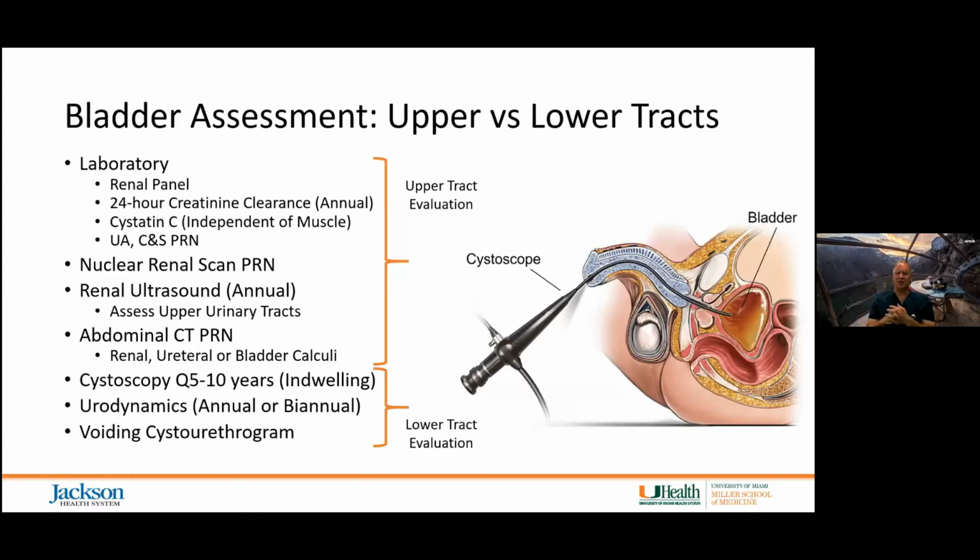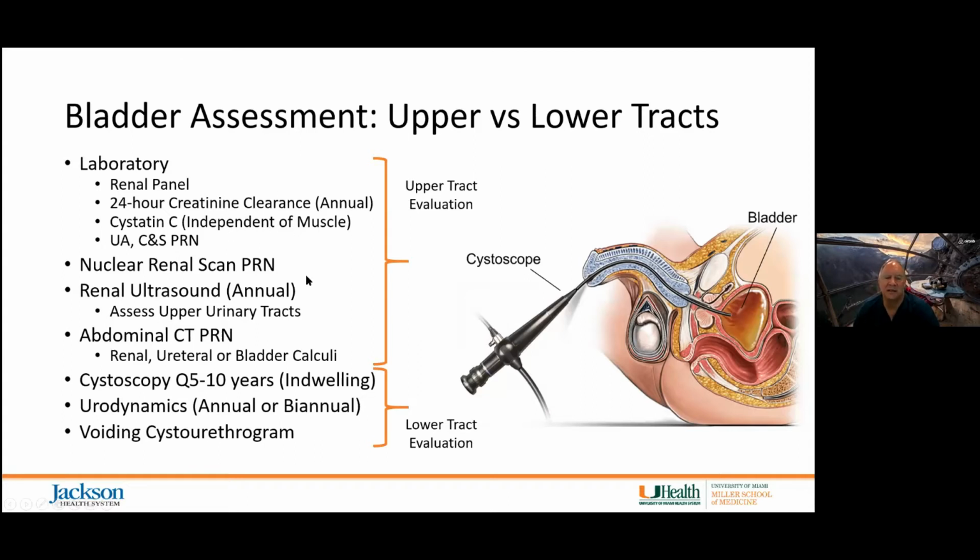So let's talk about how we can assess these different tracts. We are going to consider using our renal panel. Recognize that most folks with spinal cord injury are going to end up losing a significant amount of muscle mass, and so their creatinine is going to be diminished. It's not unusual to see creatinines of 0.4, 0.5, really low. We should take a look at the 24-hour creatinine clearance to give an idea of the physiology of the system. We can use cystatin C, which is independent of muscle mass and gives us a fairly good idea.